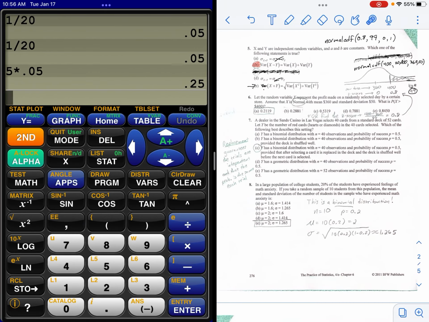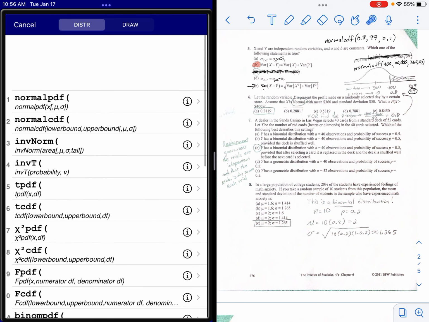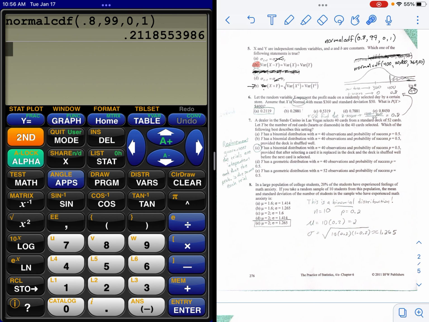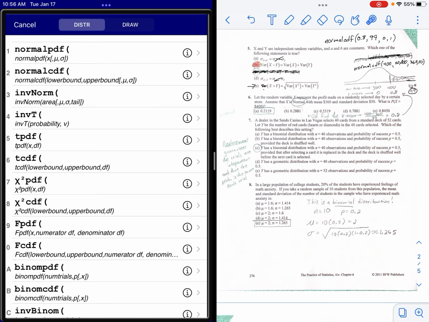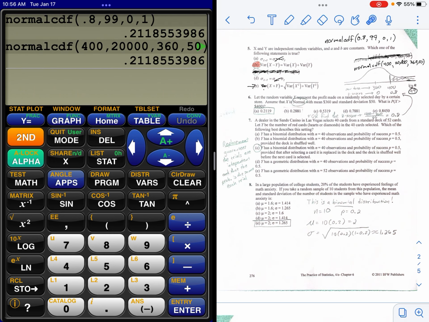You might have a slightly different version than mine. Might be even a little bit better. So I'll do CDF. I just have to type them all in. So if I did the z-score one first, there's the z-score one. If I do it with the actual raw data, that's the one where I did 400 to some big number like 20,000. The average is 360 and the standard deviation is 50. And you can see they're identical. Okay.